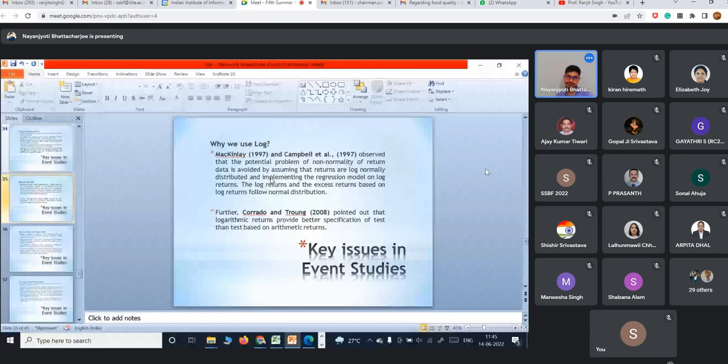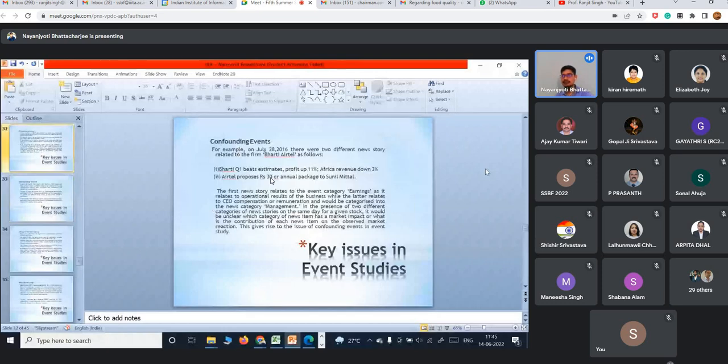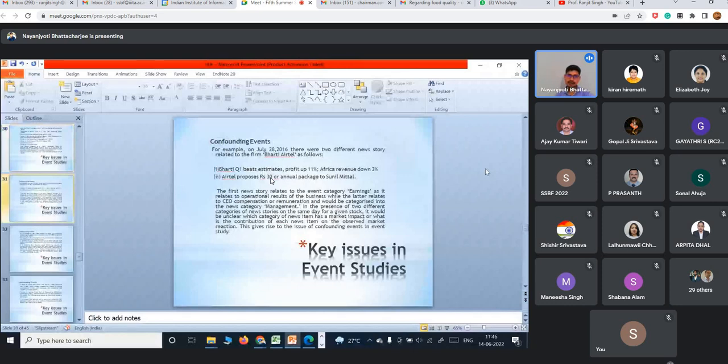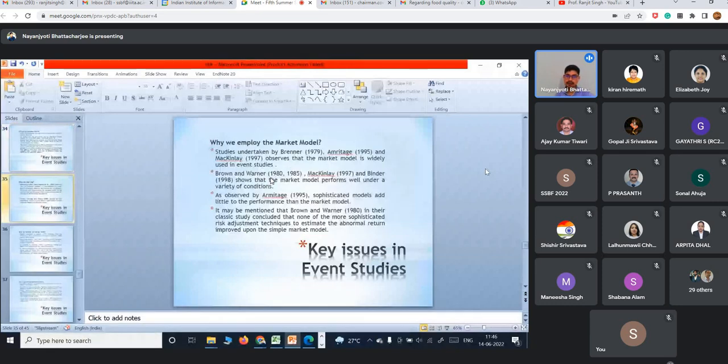Apart from that, there is the choice of the market model. With regard to the choice of the normal return generating model, we saw that different approaches or models are available at our disposal. But which model to use? The literature has suggested that one can go with the market model. Now, what is the market model, and why do we employ it? Typically, it is guided by the studies by Brenner, Armitage, and MacKinlay, who observe that the market model is widely used in event studies in the literature.